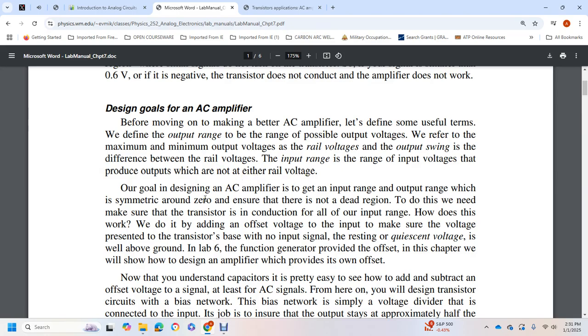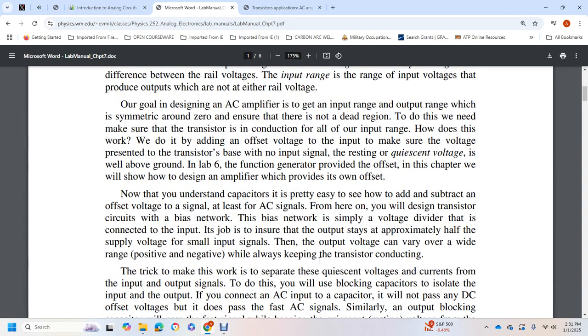Our goal is to design an AC amplifier with input and output ranges symmetric around 0 to ensure that there is no dead region. To do this, we need to make sure the transistor is conducting over all of our input range. We do this by adding an offset voltage to the input, to make sure that the voltage presented to the transistor base with no input signal, the resting or quiescent voltage, is well above ground. In lab 6, the function generator provided the offset. In this chapter, we will show how to design an amplifier that provides its own offset.